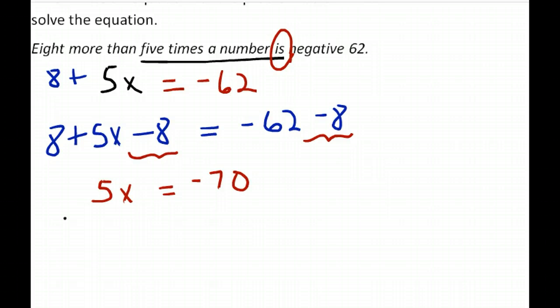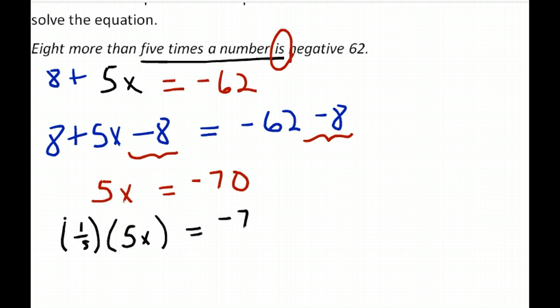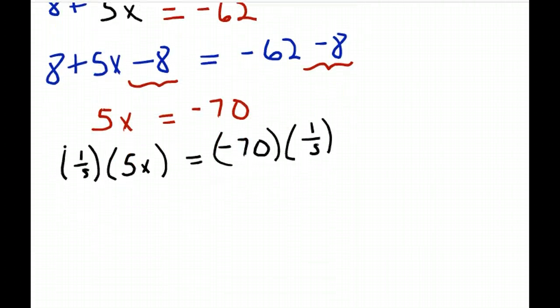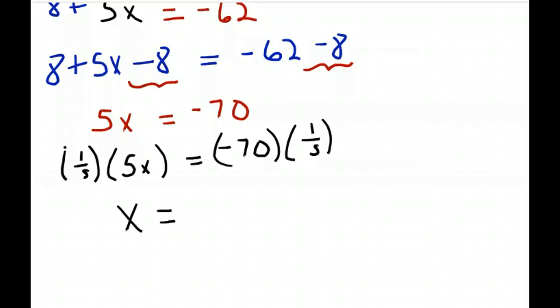5x equals negative 70. Now I'm going to get rid of that 5. It's 5 times x, so this is where I do the reciprocal. 1 over 5 times 5x equals negative 70 times 1 over 5. 1 over 5 times 5 is 1, so that leaves us with 1x equals negative 70 over 5, which is negative 14.